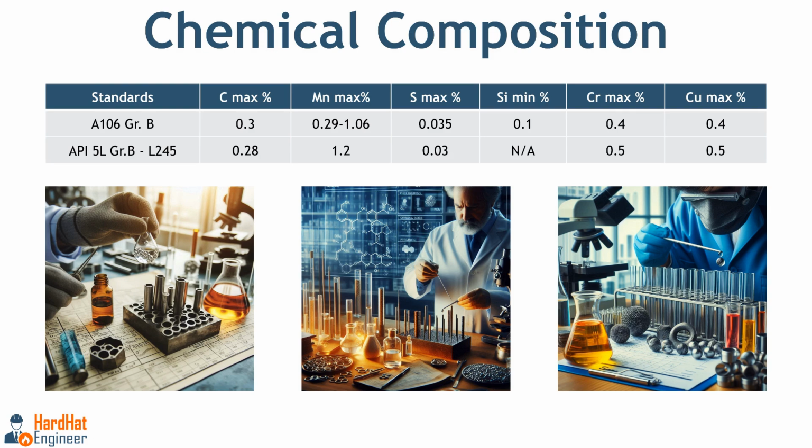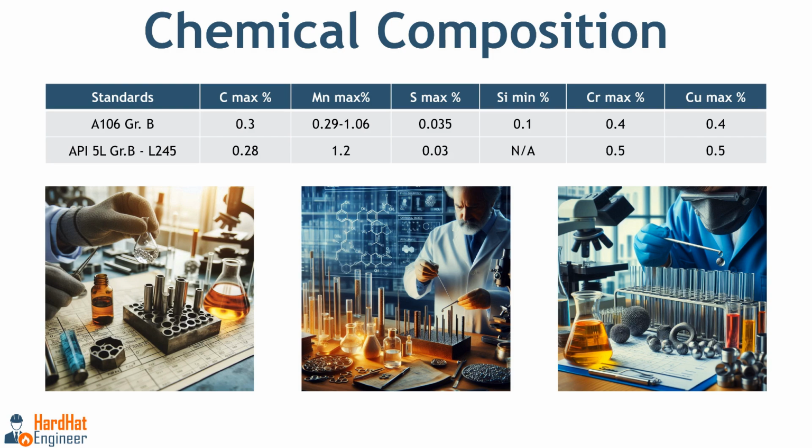For sulfur, which can affect the material's brittleness, A106 grade B allows a maximum sulfur content of 0.035%, while API 5L grade B permits a slightly lower maximum of 0.03%, making API 5L grade B potentially less prone to sulfur-induced brittleness.